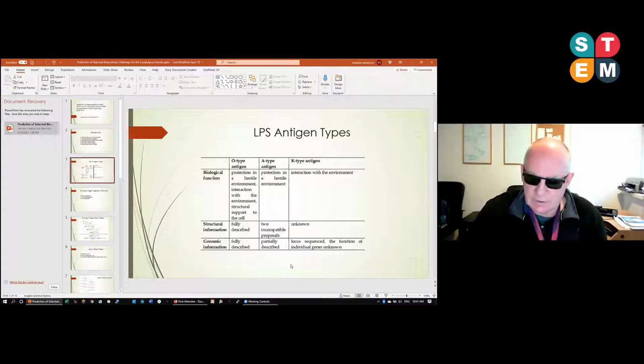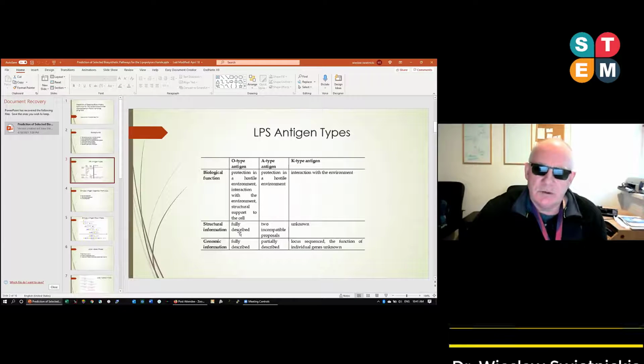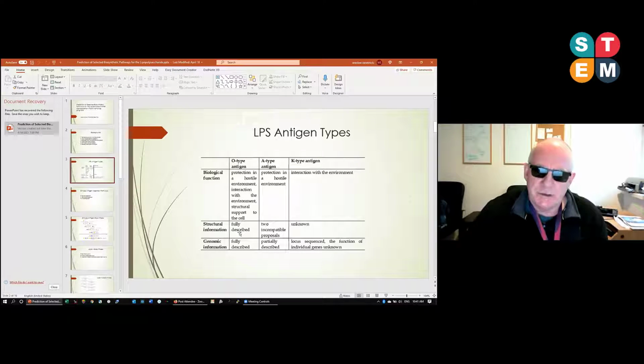A lot of work has been done on it. We know its biological role. It protects the host from the environment, and it is also important for the structural support of the cell. So simply, if you don't have it, the bacteria are not very stable. And structurally, we know what the structure is that has been published and generally accepted. And genomic information is also fully described.